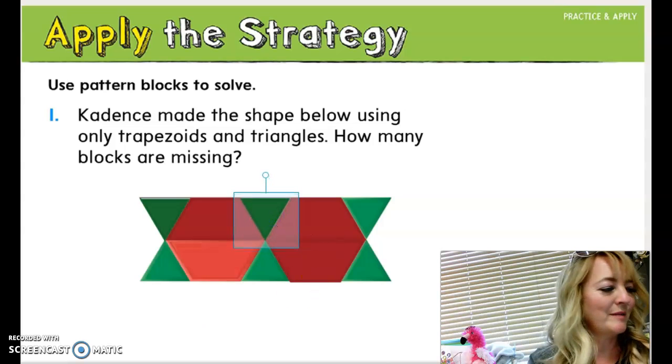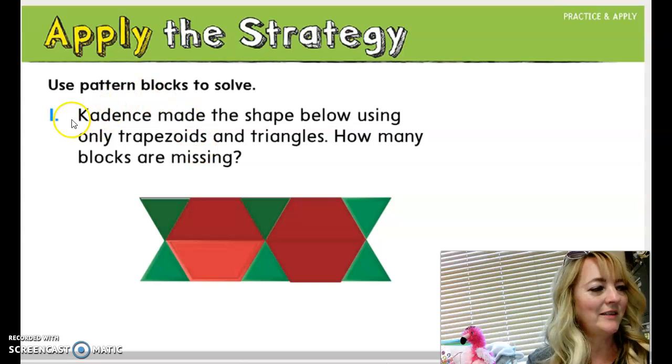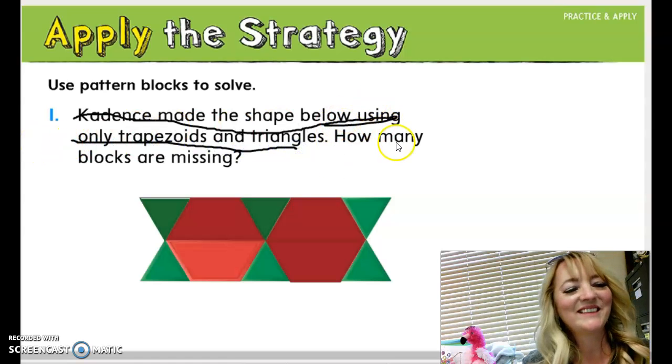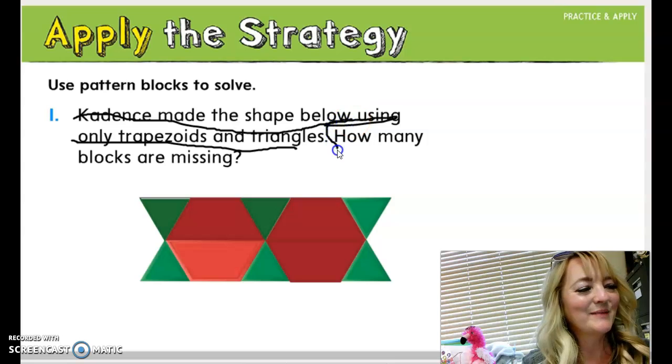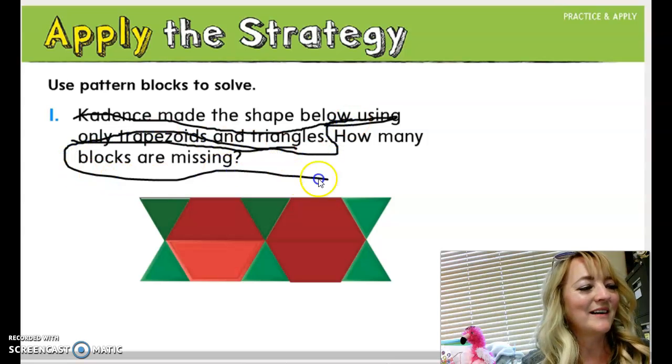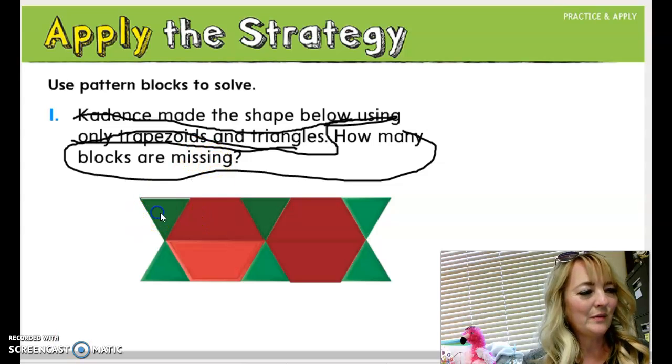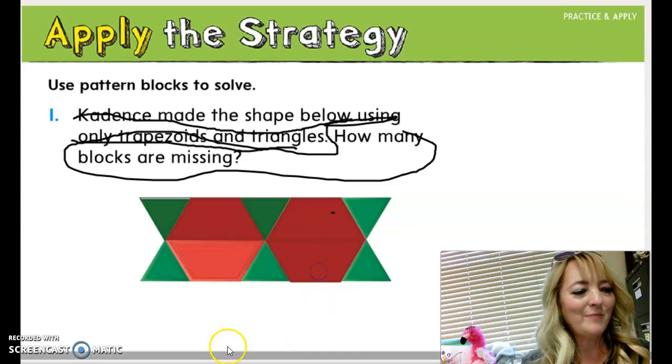I forgot to do some important parts. I forgot to underline what we know. So we know Cadence made the shape below using only trapezoids and triangles. Please ignore my underlining. It's really difficult with this mouse. How many blocks are missing? So we found 1, 2, 3, 4, 5 blocks are missing.